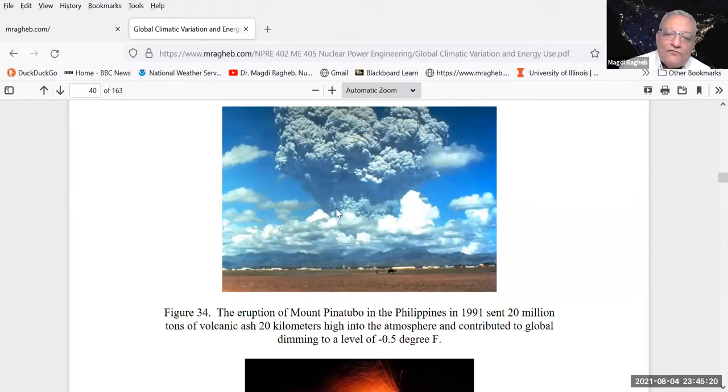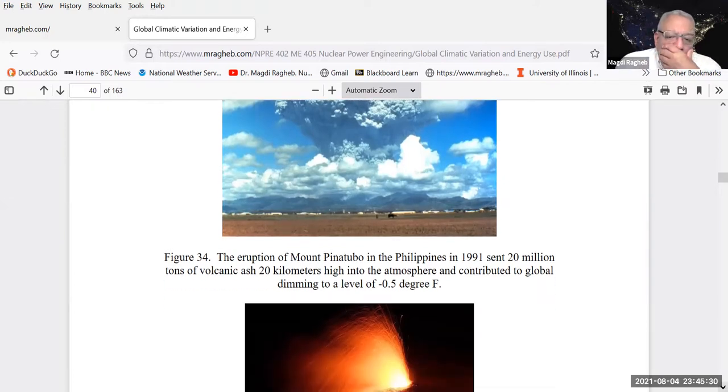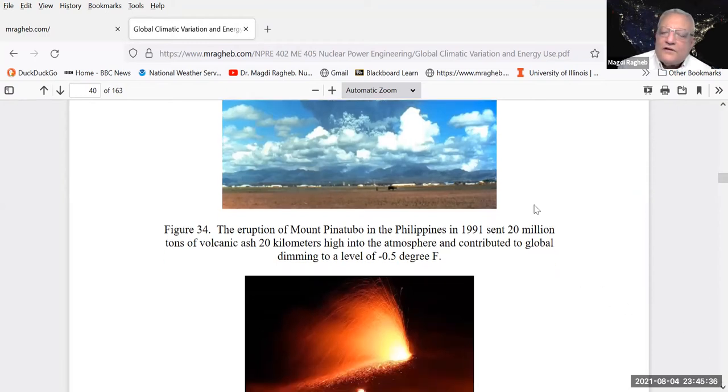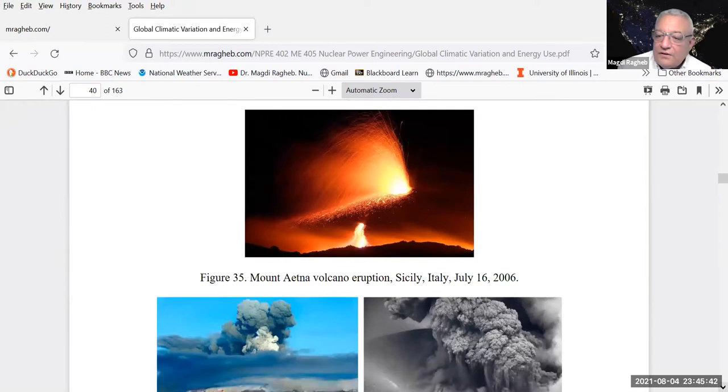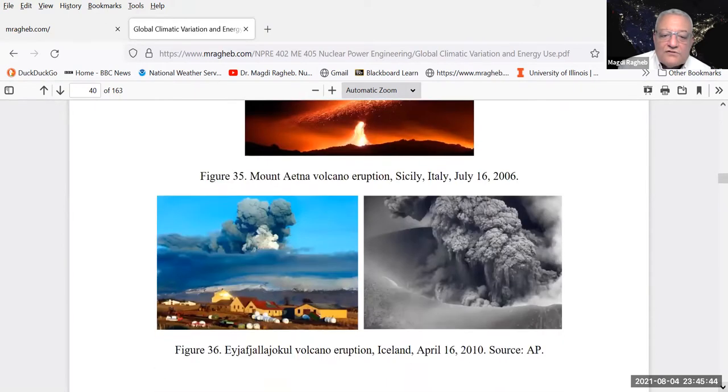So we know for sure that the eruption of Mount Pinatubo decreased the average temperature of the Earth by 0.5 degrees Fahrenheit. And you have no control on this one. So we have to adapt. People living in that area must be evacuated, for instance, during those eruptions. And maybe their livelihood would have to be made elsewhere.